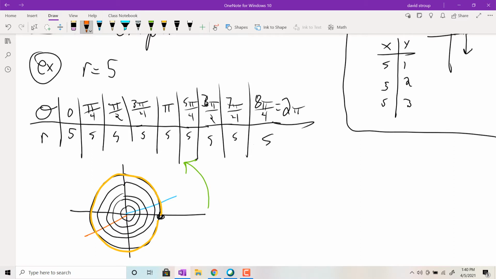So if you were to plot out all the points, let's get some pi over 4 radial lines going. So pi over 4, 3 pi over 4 is right here. So if I were to plot those points from the t-table here, 0, 5 is right here. 5 pi over 4 is right here, 5 pi over 2 is right here, etc. Right? You're just going to get these points, and then if you connect them, you get the circle.